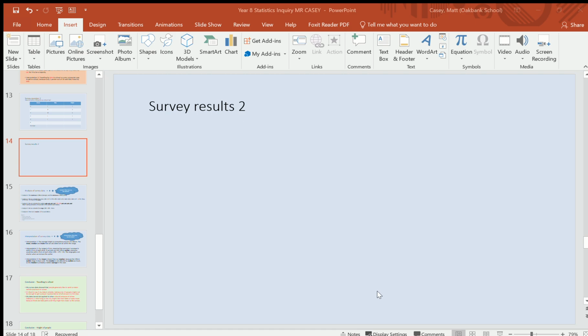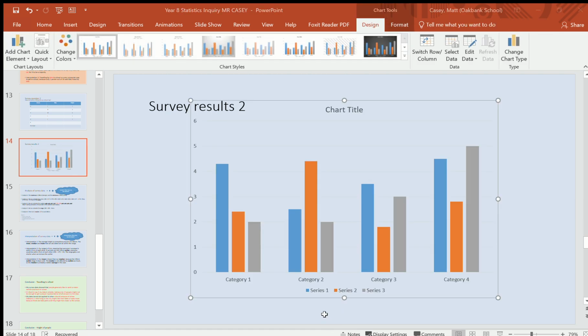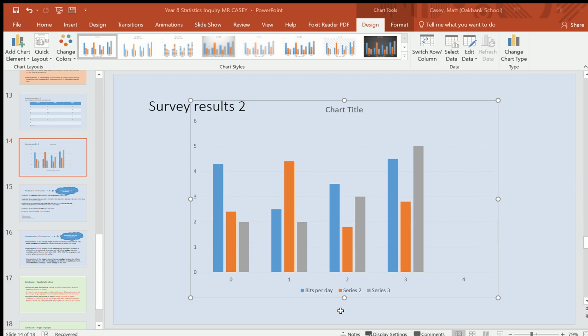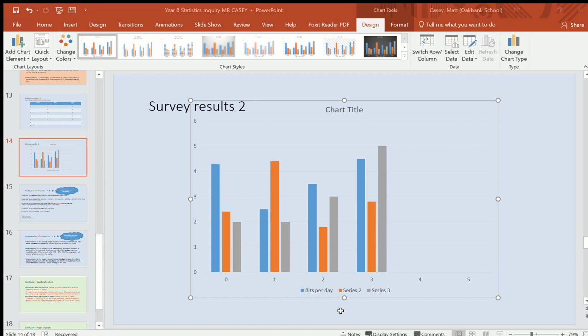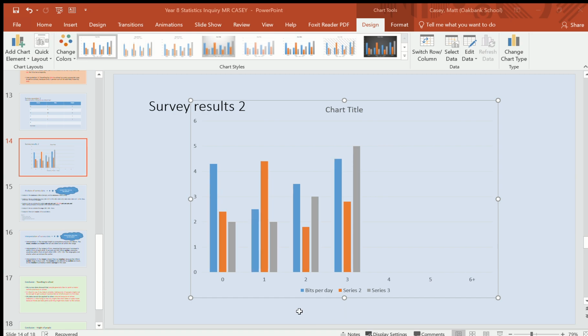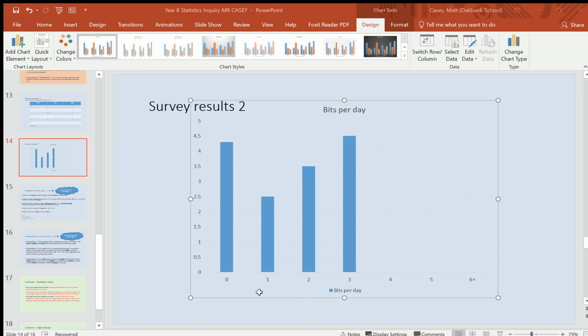And once again, we only care about this column. And then we can put in how many bits people might eat: 0, 1, 2, 3, 4, 5, 6 or more. Cool. And once again, we don't need series 2 or series 3. So we can find this little arrow, and then just Thanos snap those two. Cool. And then we've got to go back to our table.